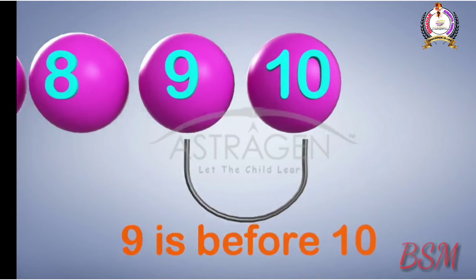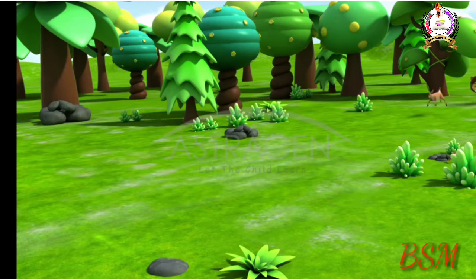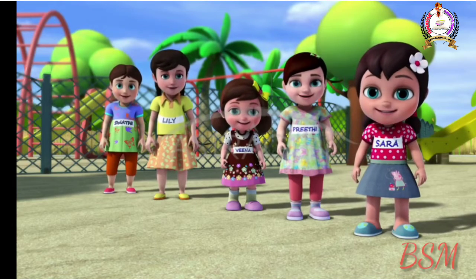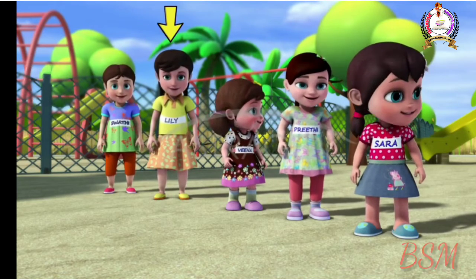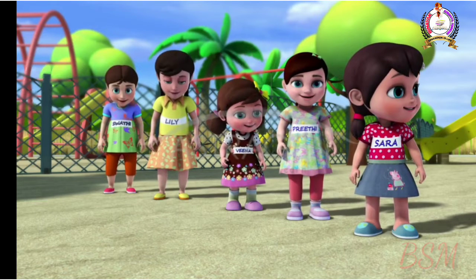After. Look at the picture. The lion wants the deer. The lion is after the deer. Swati is after Lily. Lily is after Veena. Veena is after Preeti. Preeti is after Sarah.